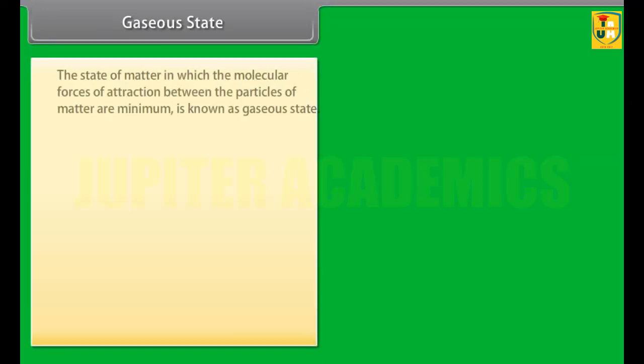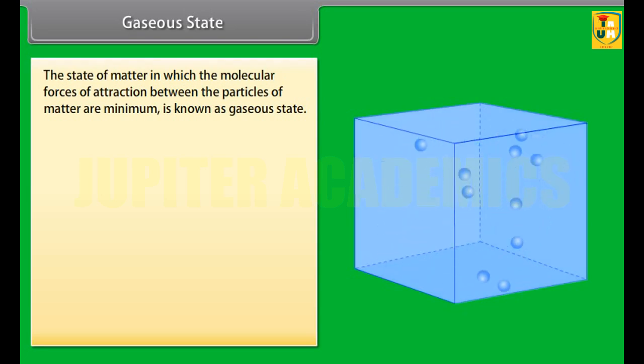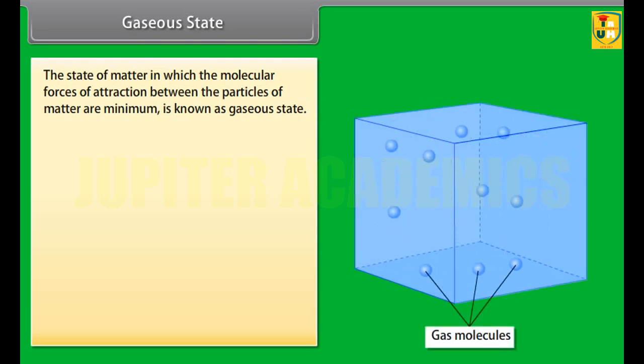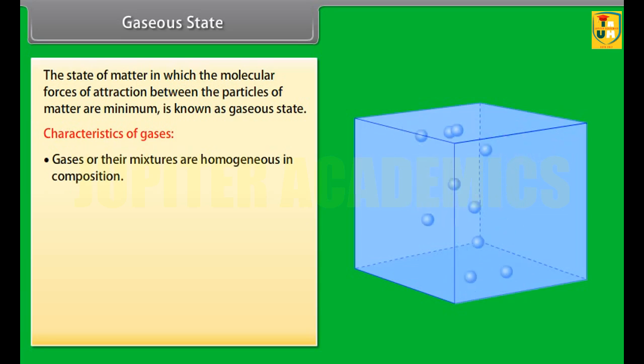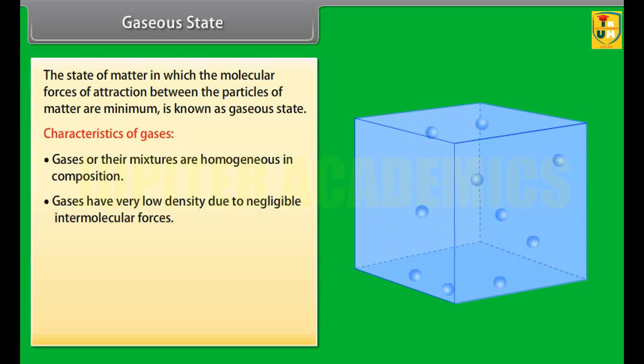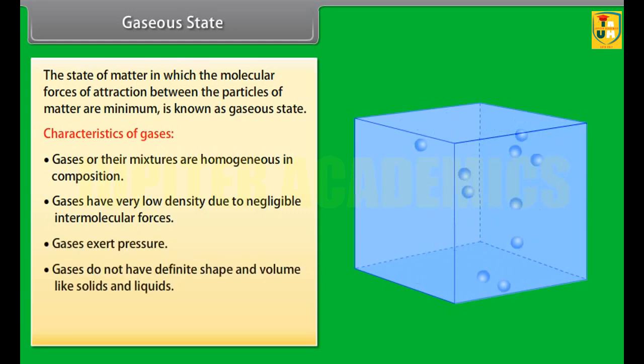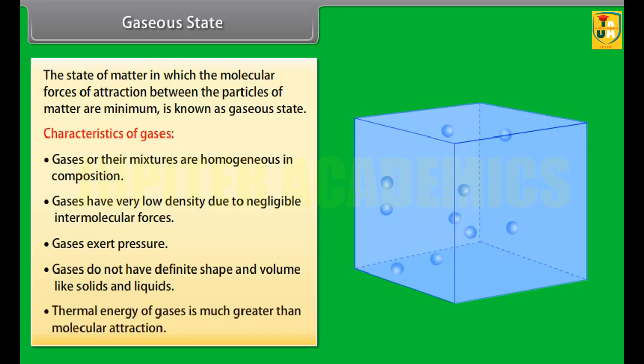Gaseous state. The state of matter in which the molecular forces of attraction between the particles of matter are minimum is known as the gaseous state. Gases completely fill the container that holds them. Characteristics of gases. Gases or their mixtures are homogeneous in composition. Gases have very low density due to negligible intermolecular forces. Gases exert pressure. Gases do not have definite shape and volume like solids and liquids. Thermal energy of gases is much greater than molecular attraction.